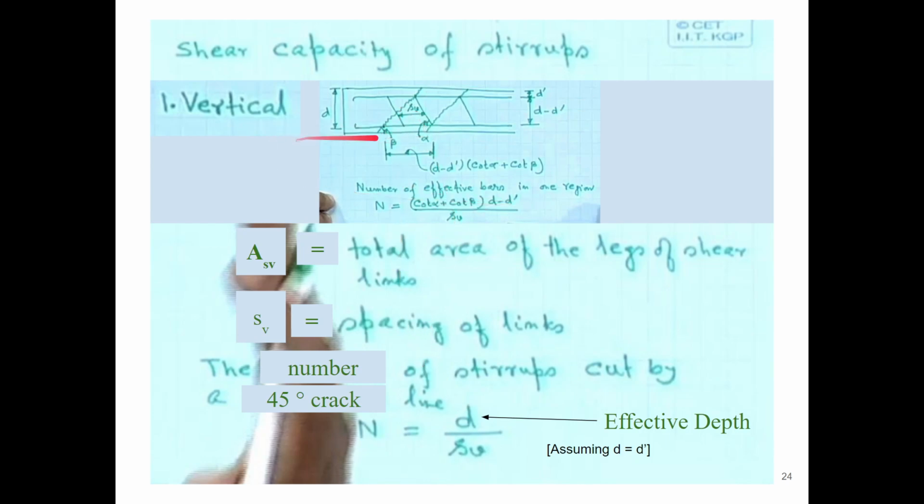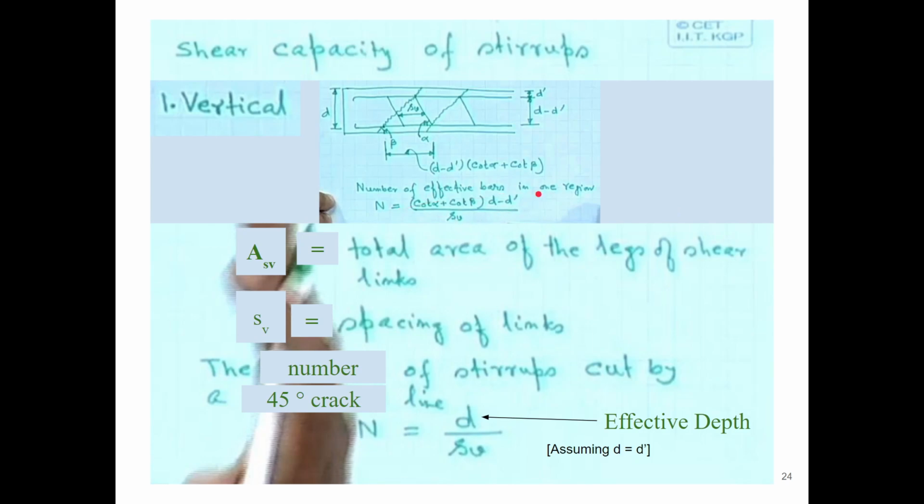And for this portion, similarly, cot beta will be this by this, right? So this value will be equal to cot beta into this, which is d minus d prime. So the whole region will be equal to d minus d prime into cot alpha plus d minus d prime into cot beta, right? So that is the total distance.